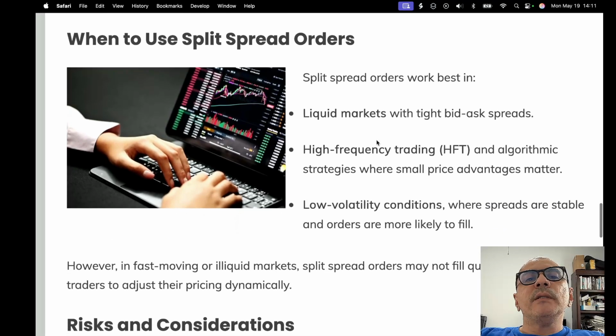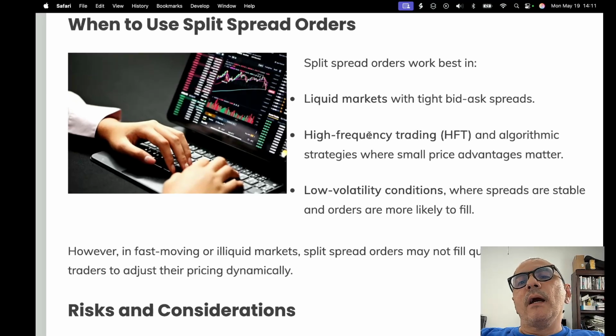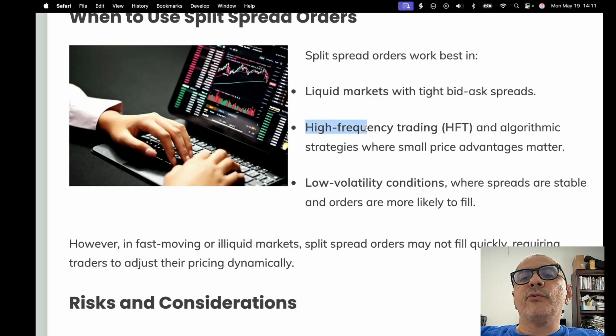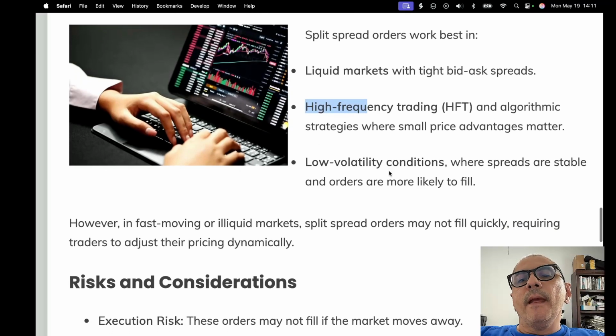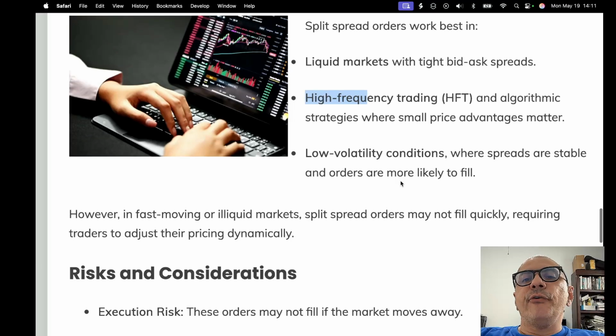So when to use split spread orders? There are some situations where this is good. Liquid markets with tight bid-ask spreads, high frequency trading and algorithm strategy where small price advantages matter. So this is, as I told you, if you trade a lot, then this is an even better strategy. And low volatility conditions where spreads are stable and orders are more likely to fill.